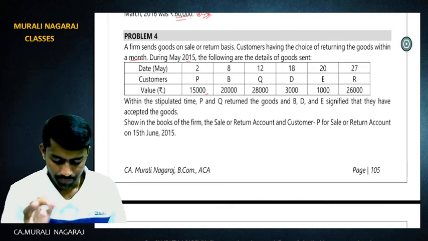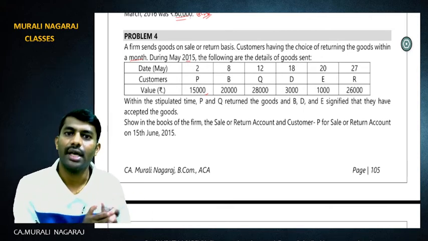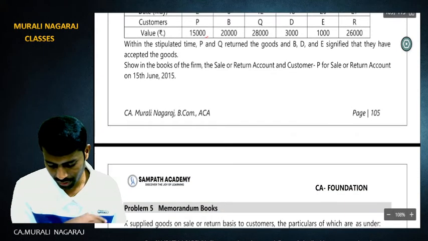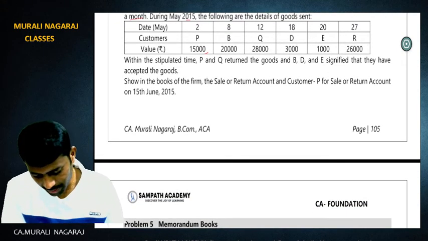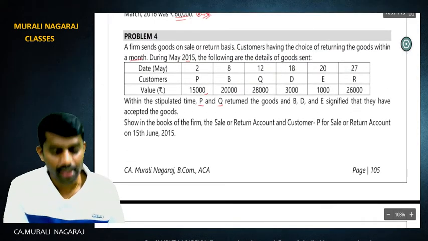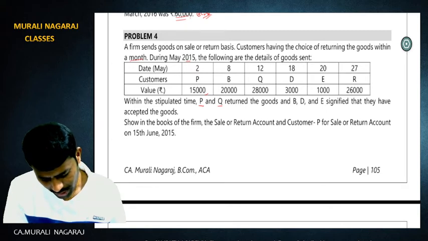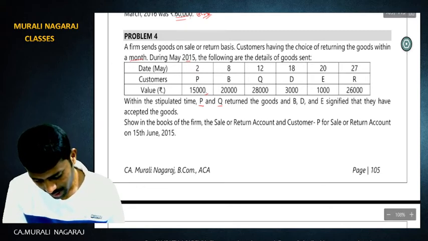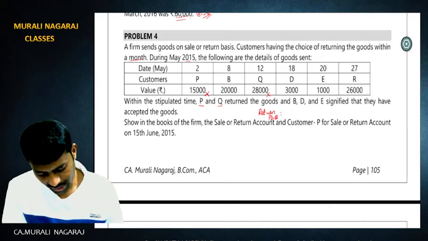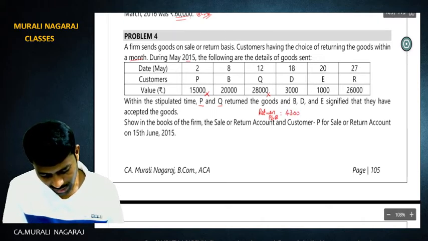Correct? Now, from the date of sending, 1 month's time is there. So we have to wait till 1 month. Let us see what happened. Within the stipulated time, P and Q returned the goods. So P for 15,000 and Q for 28,000. Therefore, returned is P and Q total: 28 plus 15, it is 43,000 goods returned.